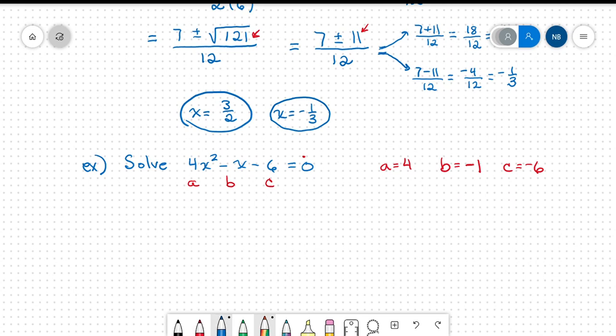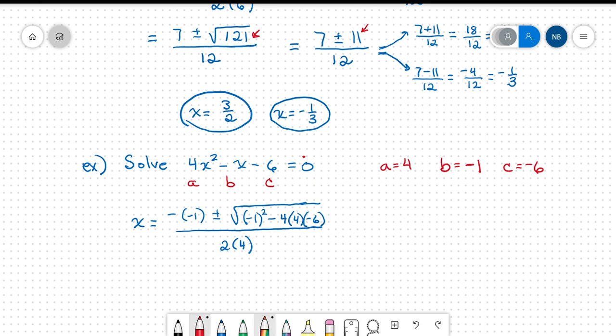So we have, using the quadratic formula, x equals negative negative 1 plus or minus the square root of (negative 1 squared minus 4 times A, which is 4, times C, which is negative 6), all over 2 times 4. Now remember, the 4 right here comes with the formula. This 4 right here is A, and this negative 6 is C. The 2 on the bottom comes with the formula, and the 4, of course, is A.